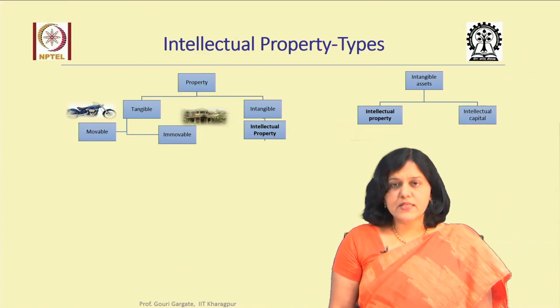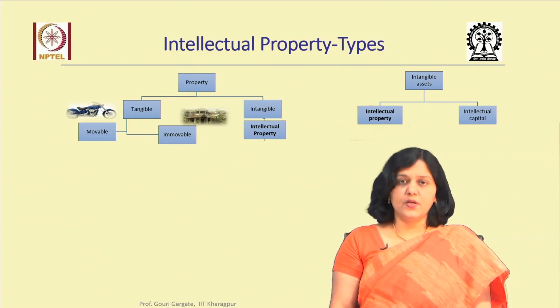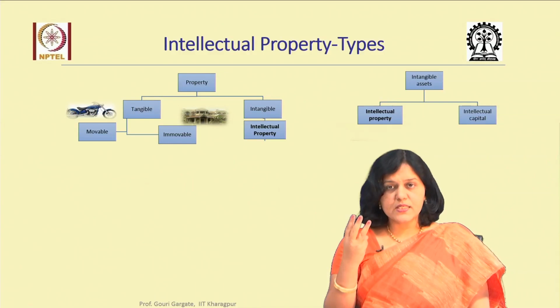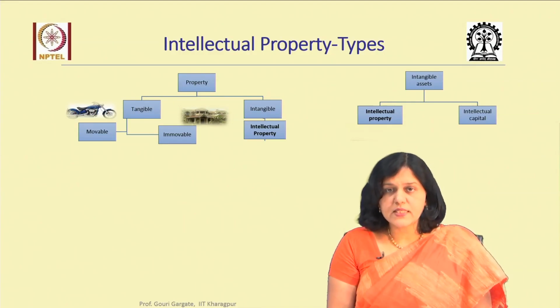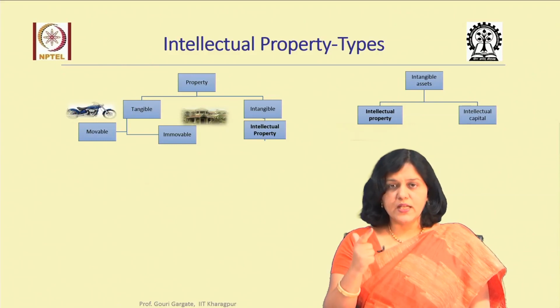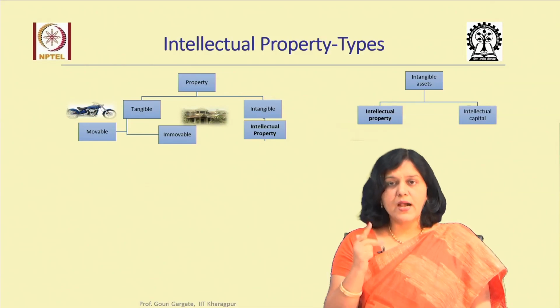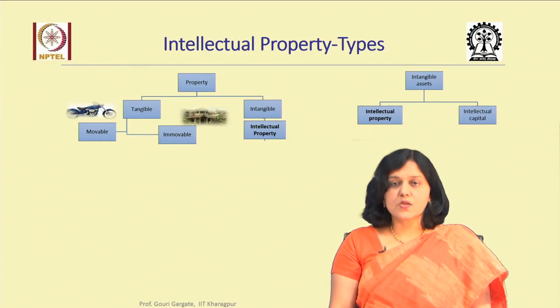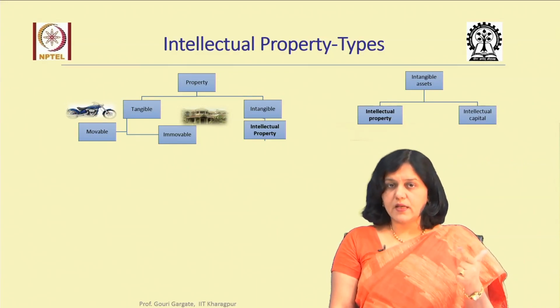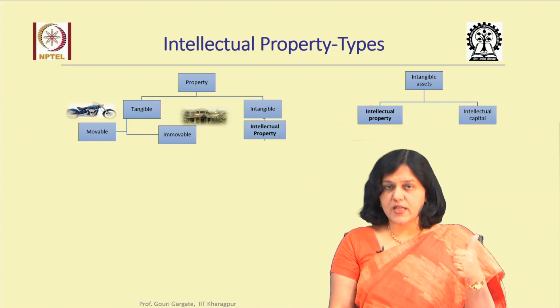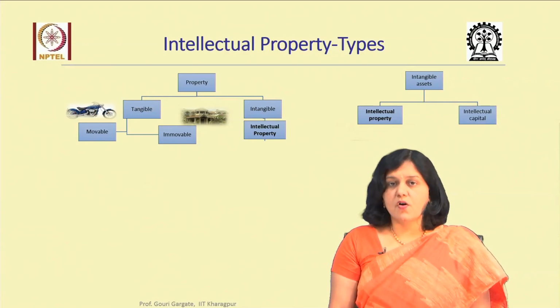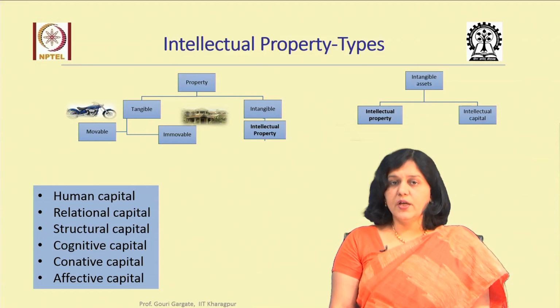This intellectual capital is divided into three subtypes: human capital, relational capital, structural capital. Along with these three capitals, cognitive capital, conative capital and affective capital are the parts of intellectual capital. These six forms of intellectual capital together make up the innovation capital of an organization.